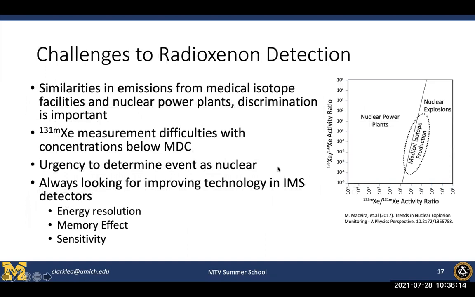And lastly, I'm going to talk about some challenges we have in radioxenon detection. As I've been mentioning throughout this presentation, there are some similarities in emissions from these medical isotope facilities and these power plants. Discrimination between them is very important because we don't want to have detection of what we think could be a nuclear explosion of xenon, but it could really just be from a medical isotope facility.